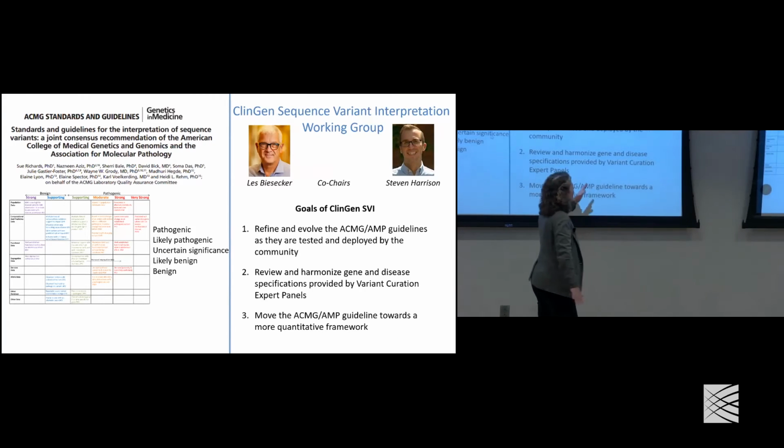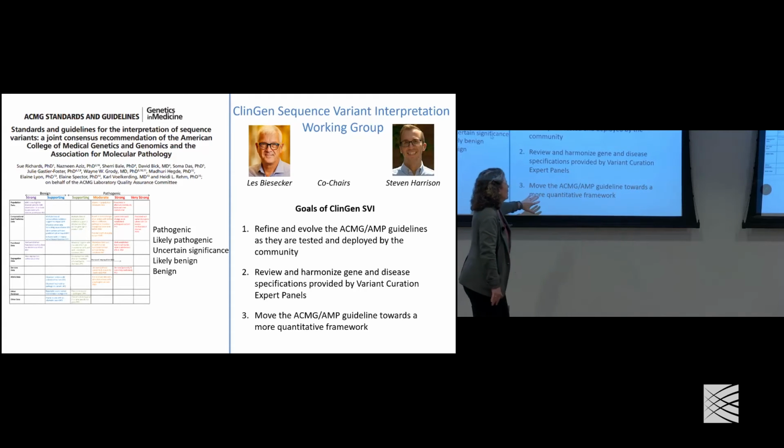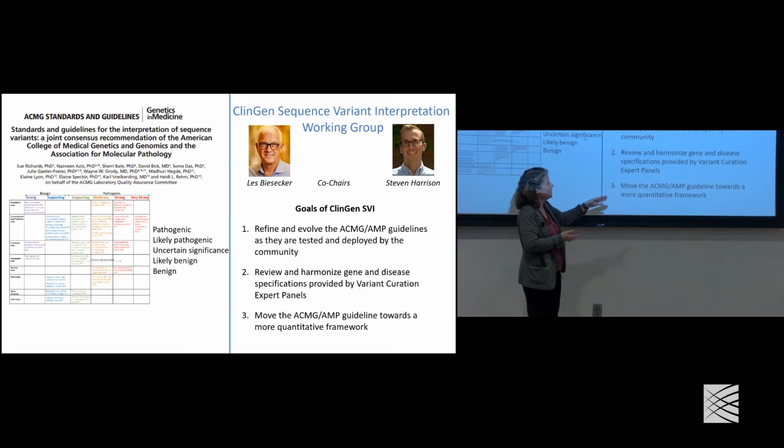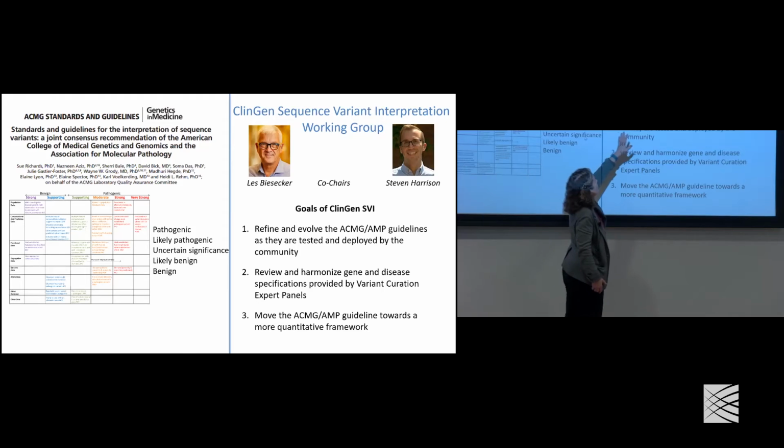So in addition to this framework that we came out with in 2015, we then immediately formed our own sequence variant classification working group within ClinGen, really to evolve these standards. Steven Harrison and Les Biesecker co-chair our group. We have been continually refining and evolving these evidence-based standards.